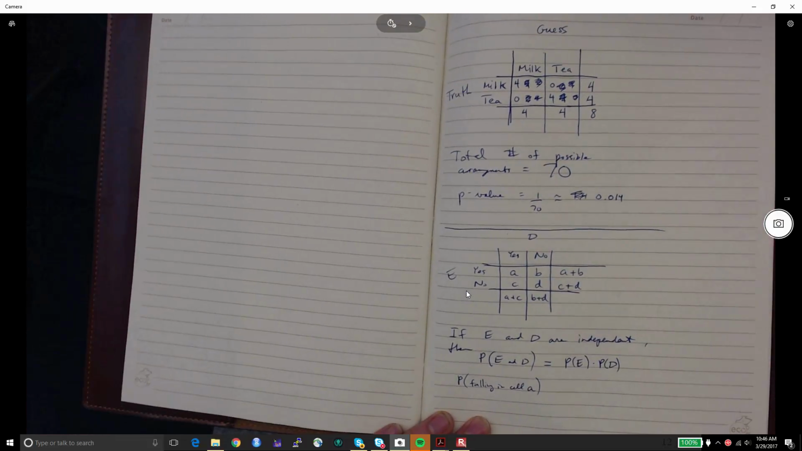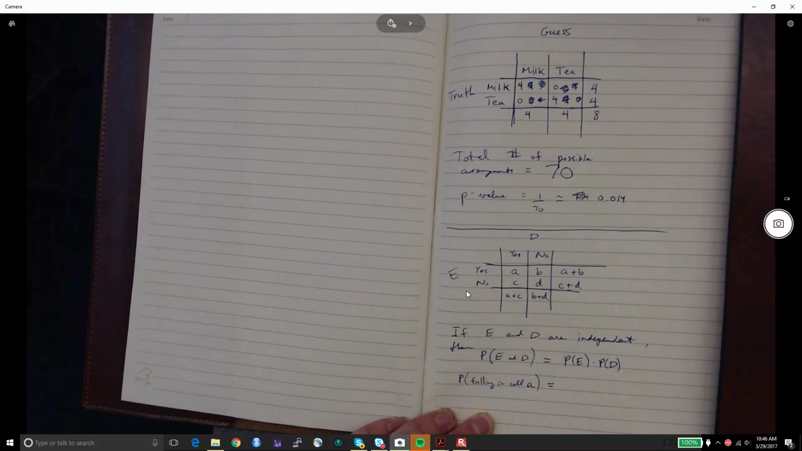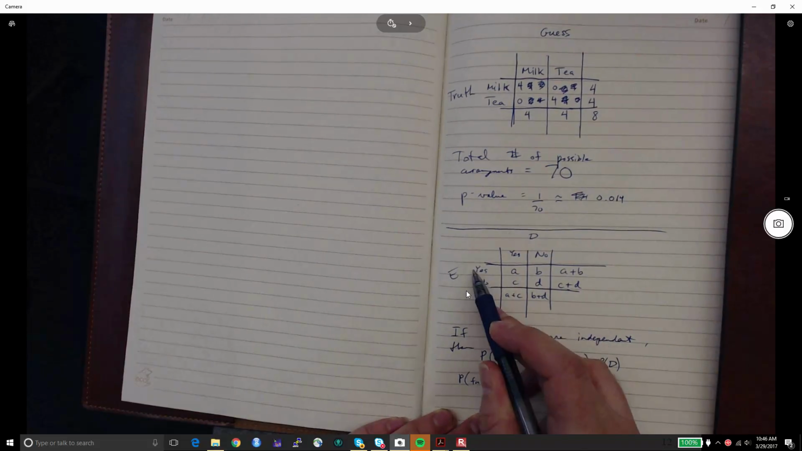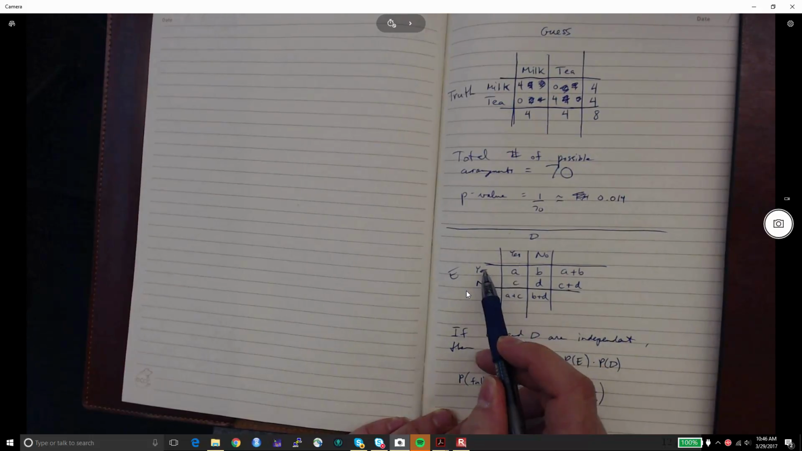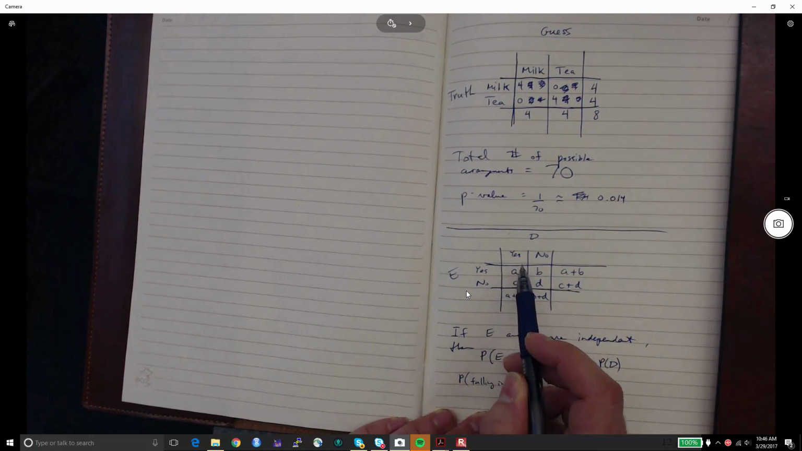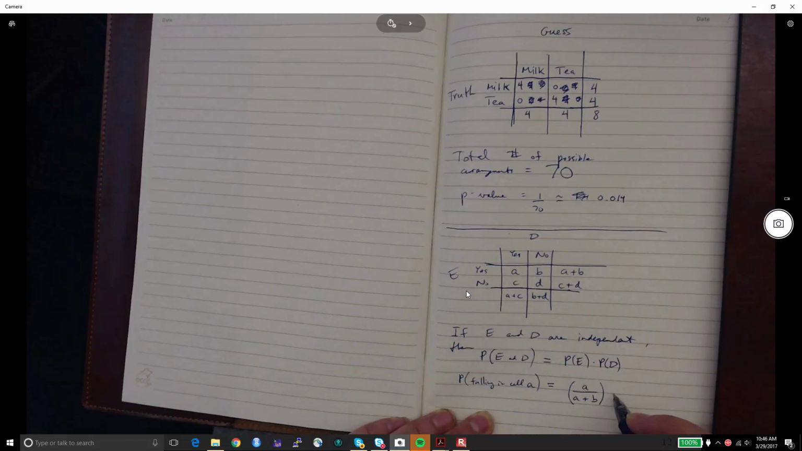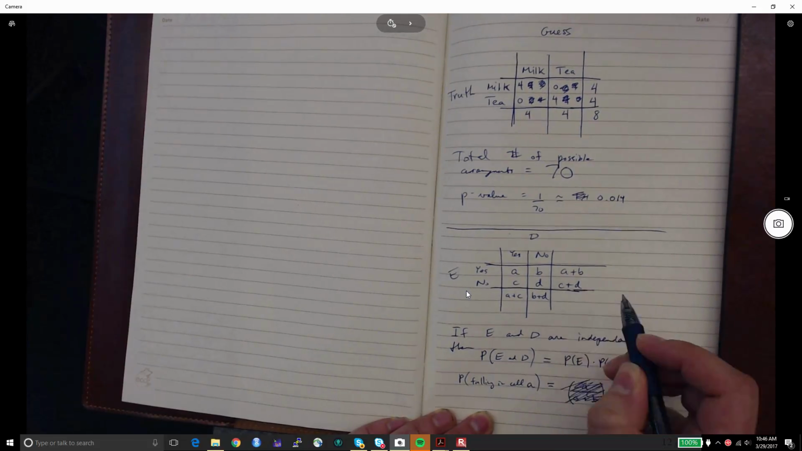Okay, the probability of falling in cell A is equal to what? So what probabilities can we multiply together to get the probability of being E is yes and D is yes? E is A over A plus B, right? That's the probability of being diseased, right? So we have A over A plus B, right? One second. What am I doing here? Sorry, my mistake. Okay, we're looking at the margins, right?